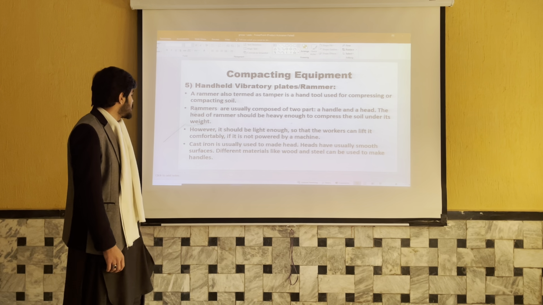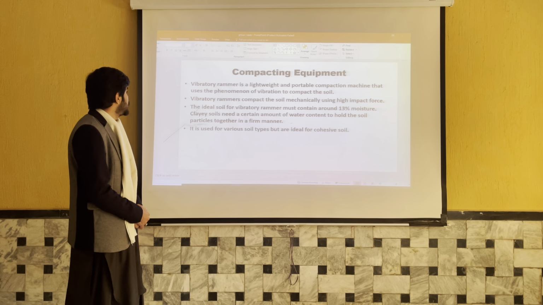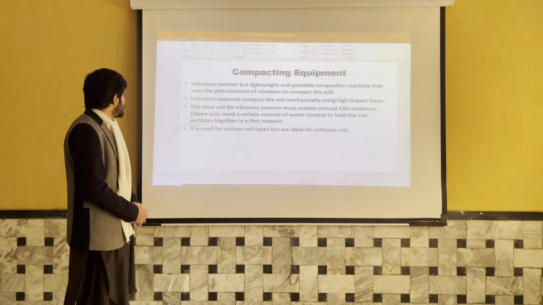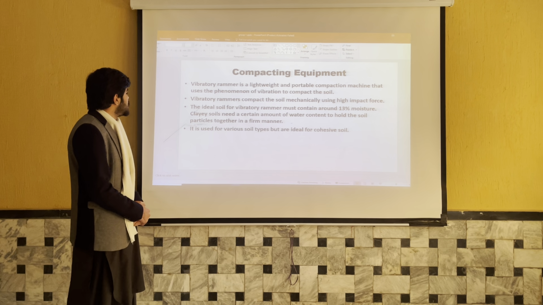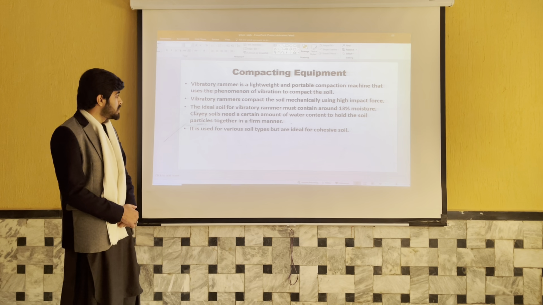Vibratory rammer is a lightweight and portable compaction machine that uses the phenomenon of vibration to compact the soil. Vibratory rammers compact the soil mechanically using high impact force. The ideal soil for a vibratory rammer must contain around 13% moisture. These soils need a certain amount of water content to hold the soil particles together in a firm manner. It is used for various soil types but is ideal for cohesive soils.